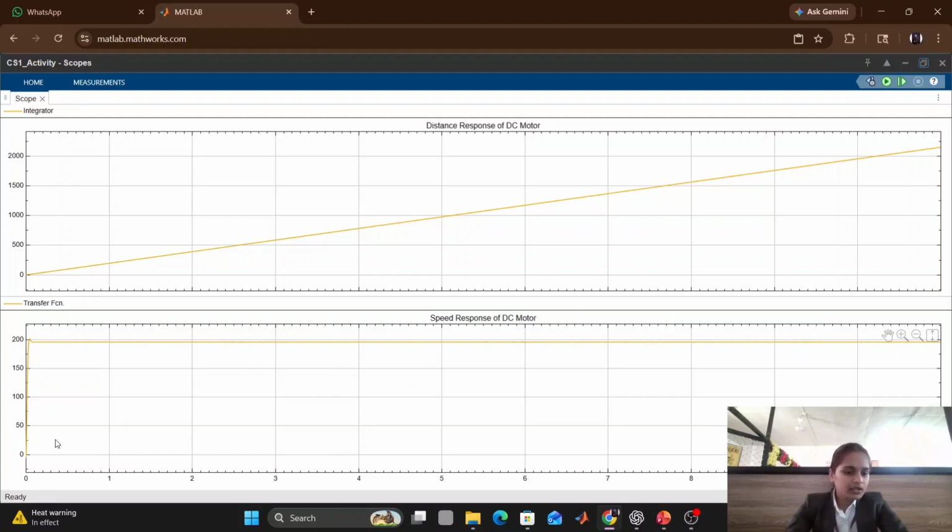At the starting condition, the speed increases very fast. This happens because the input voltage is applied and there is zero back EMF. As the speed increases, the back EMF also increases, which reduces the effective voltage. After some time, it becomes stable and reaches a stable condition near 195 radians per second. Next is the distance response of the DC motor. It continuously increases in a straight line. Thank you.